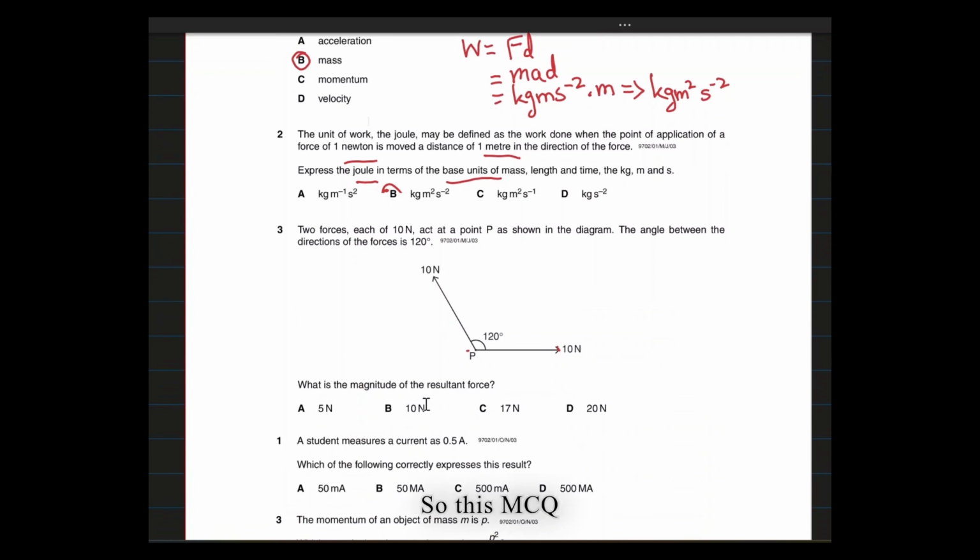Okay, so this MCQ states that two forces, each of 10 Newton, act at a point shown in the diagram. Okay, the angle between is shown already. What we need to do is we need to find the magnitude of the resultant force. Okay, so what we can do here is we can shift this vector to here. Okay, so what I will do is I will shift this vector. Okay, I will draw it as it is in same tiltness. Okay, it is same tilted.